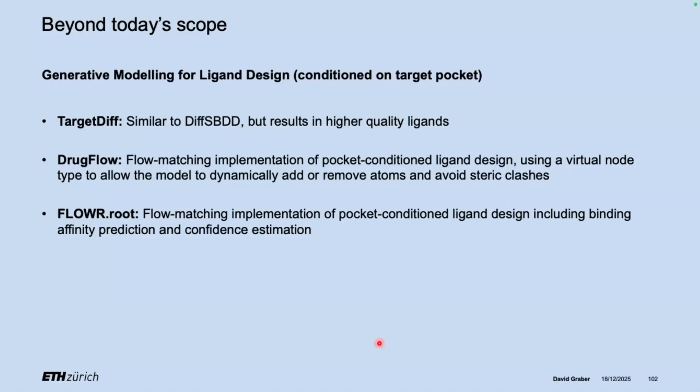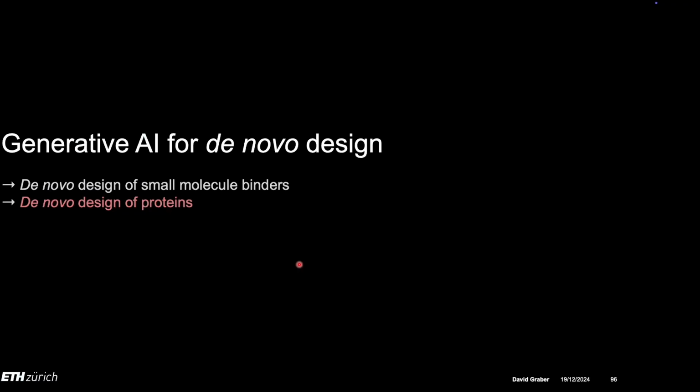So also the pocket conditioned ligand design, but DrugFlow has this very interesting concept of using a virtual node type to allow the model to dynamically remove atoms. Okay. Then I will transition to the de novo design of proteins and show you two models that are very often used for this task.